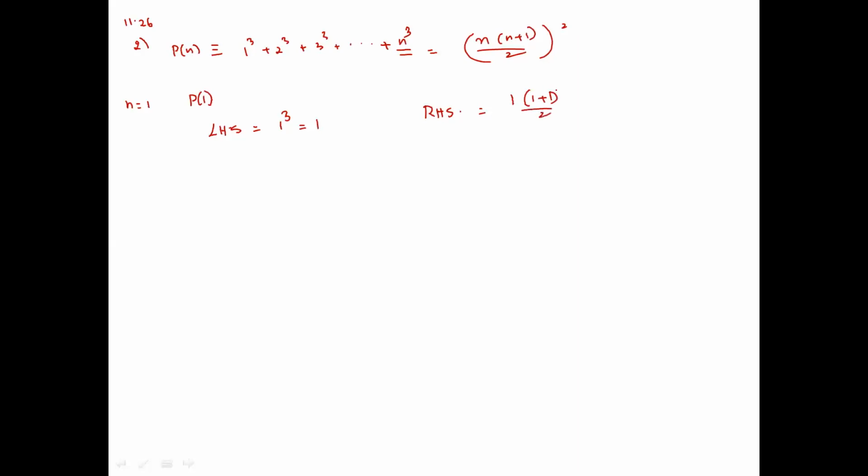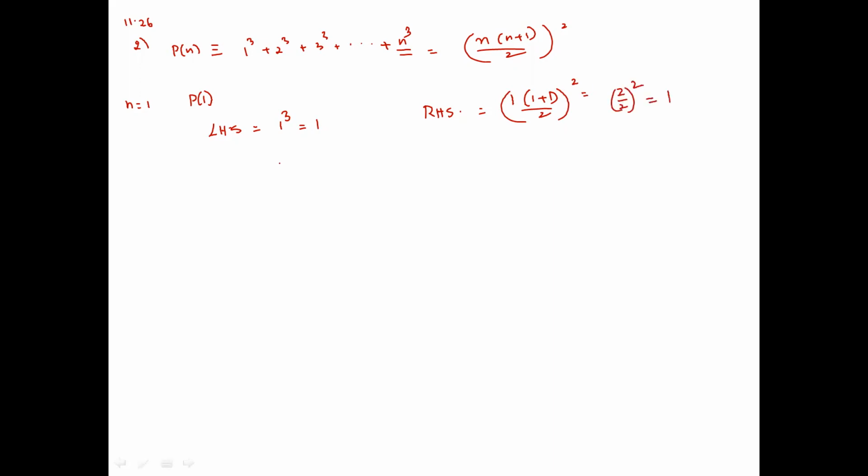So the statement we will take here is 1 cube plus 2 cube plus 3 cube, like that up to n cube, is equal to n into n plus 1 by 2 whole square. For n equal to 1, when we take P of 1, we will take left hand side, n is 1. So only one term, that is 1 cube, so 1. Right hand side, when I put n equal to 1, I will get 1 into 1 plus 1 by 2 whole square. That is 2 by 2 whole square.